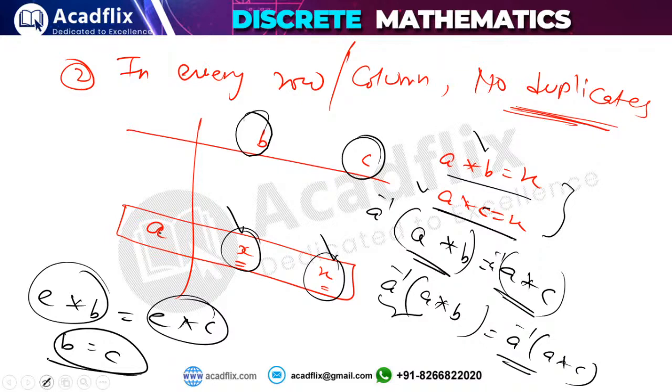These are the properties of the Cayley table that we can have. So now the Cayley table is over. Let's see the next thing. Let's see the next concept, that is Lagrange's theorem. This is a very important theorem.